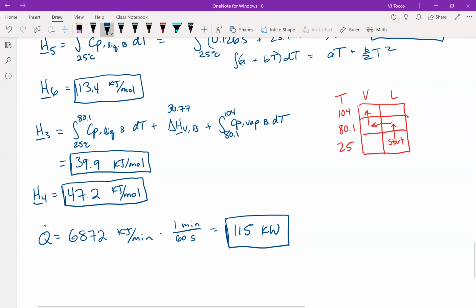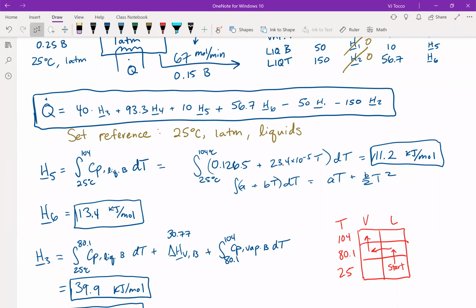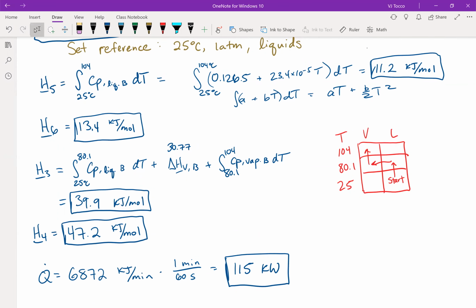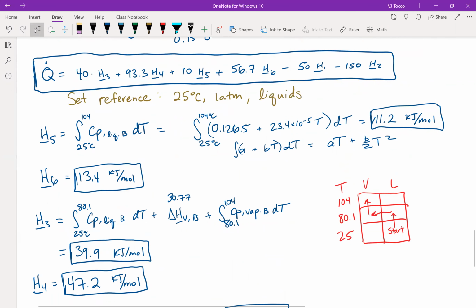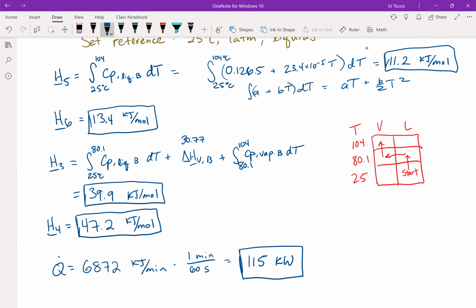All 4 of my H's were positive, and that makes sense because I'm heating, right? So I have a positive heat requirement. What about magnitude? 115 kilowatts is a lot, but 200 moles per minute is also a lot. It's kind of hard to contextualize what 115 kilowatts is. The best way I know how to do it is thinking about a 100-watt light bulb. So 100 watts compared to 115 kilowatts is considerably more. It's like 1,000 light bulbs.